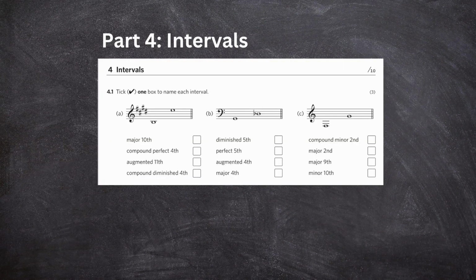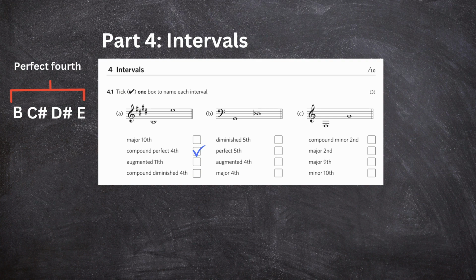Part 4. This part is all related to intervals. Question 4.1. Tick the right one to name each interval. Question A is from the note B to E. It's a perfect fourth. This interval spans over 1 octave, so the answer is compound perfect fourth.